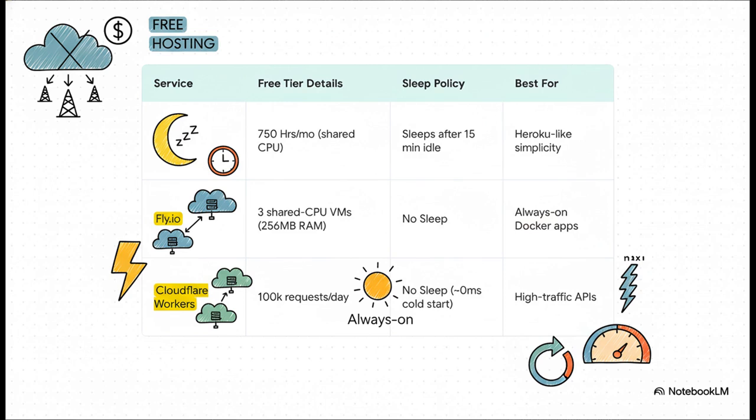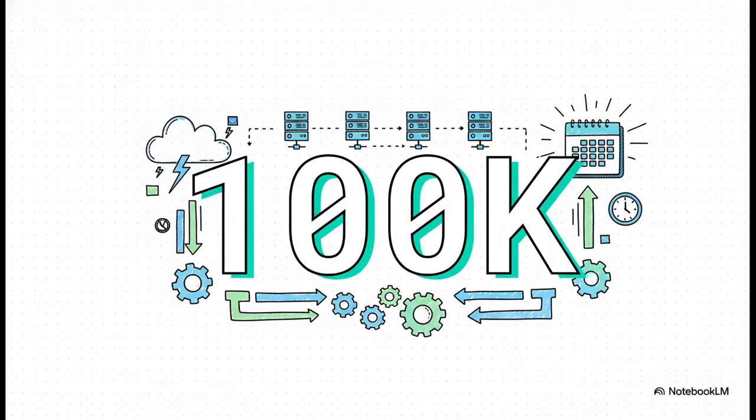Fly.io, on the other hand, is a fantastic alternative, offering 3 small, always-on virtual machines for free. No sleeping. And then there's Cloudflare Workers, which delivers just unbelievable serverless performance with practically 0 cold starts on a massive free tier. And to really put that Cloudflare number into perspective, we're not talking about 100,000 requests per month. This is 100,000 serverless function invocations every single day. That works out to over 3 million requests a month. For a free tier, that is an absolutely enormous amount of power.